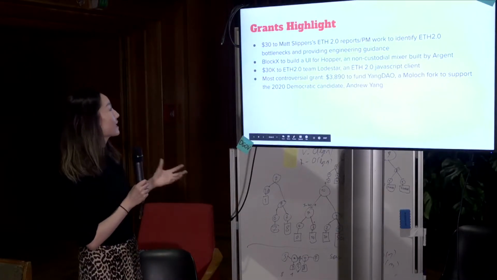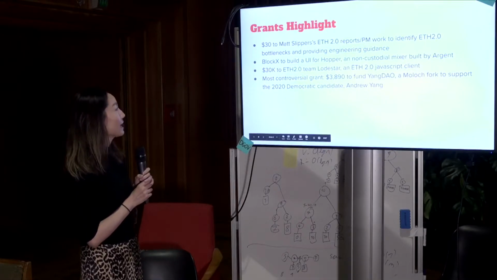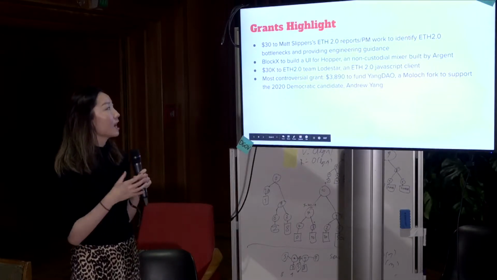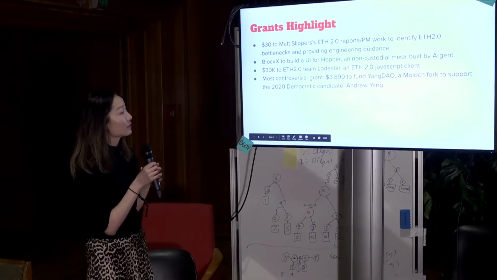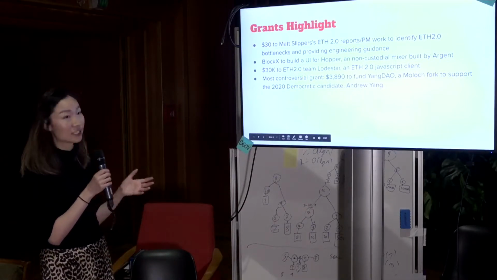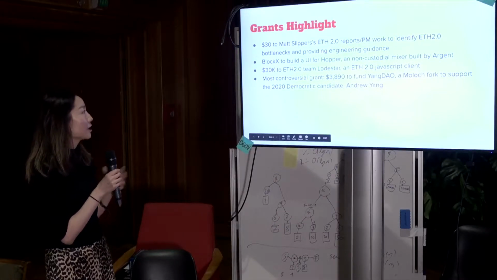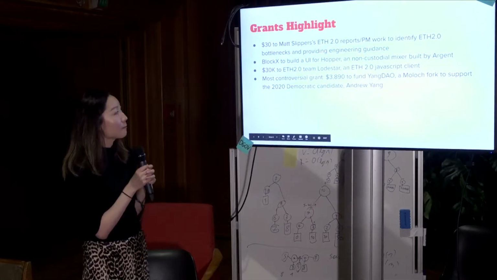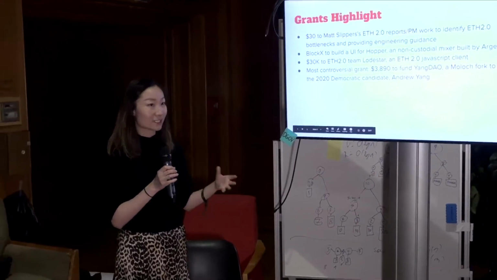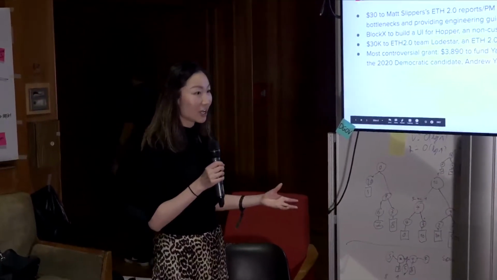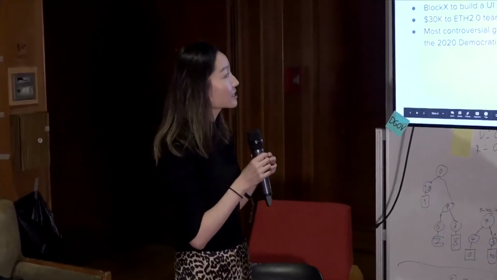Some interesting grant highlights: we funded Matt Sleeper's work to continuously provide reports and engineering guidance to the ETH 2.0 team and various client teams. We also funded UI work for Hopper, a Mixer by Argent. Remember the times when Vitalik was really like, why is there no Mixer? Moloch was able to source a team to build out this Mixer.